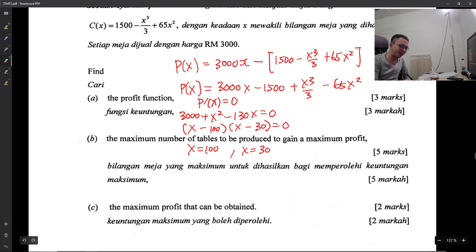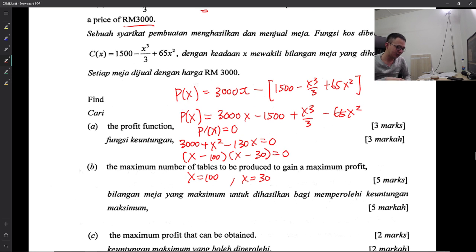So P prime of x is just a short form to write differentiate P(x), because in order to get the maximum or minimum, we always need to differentiate and set equal to 0. Alright. Don't you have to multiply the profit by x? Yeah, so you see at 3,000 actually I multiplied by x.